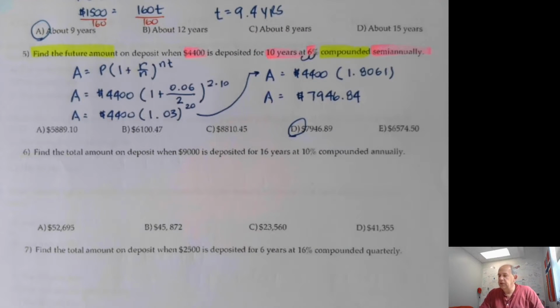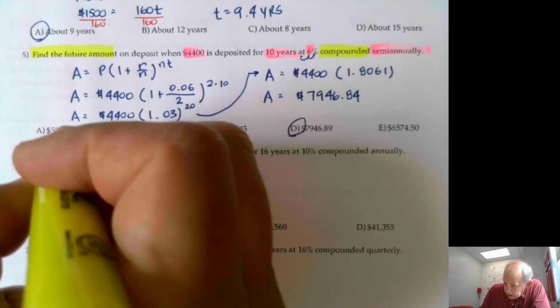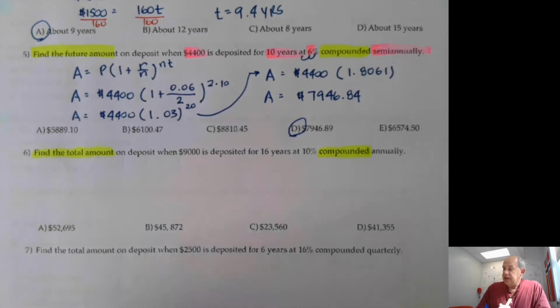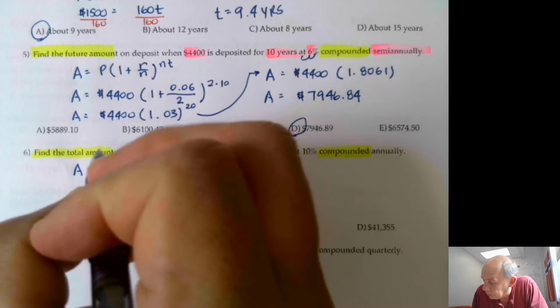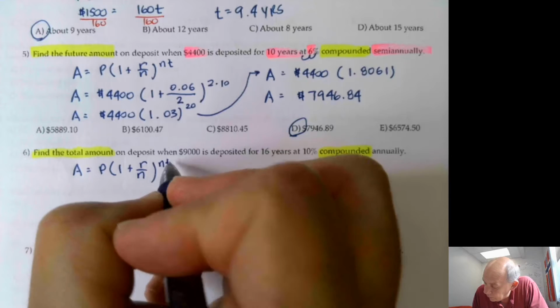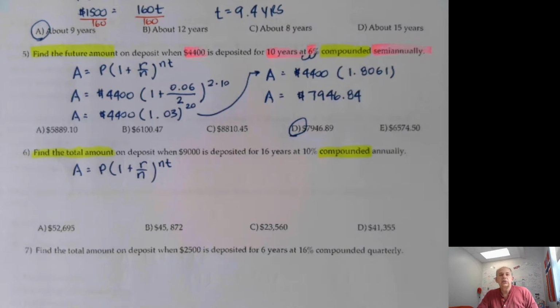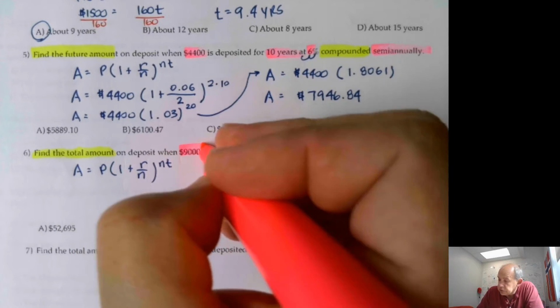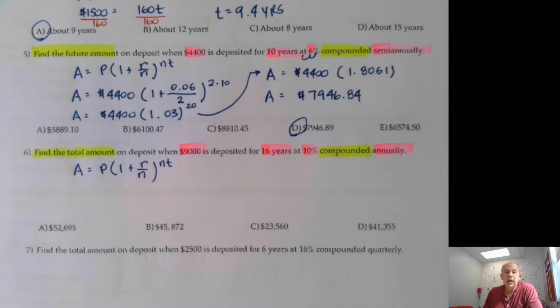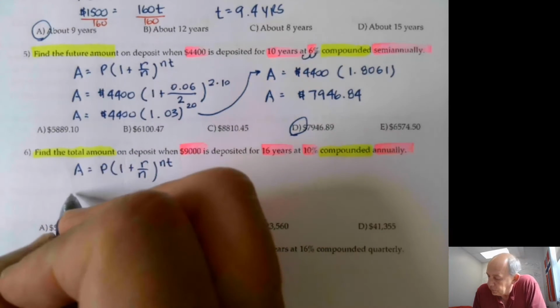Number 6, let's take a look at that. Find the total amount. That's what I'm looking for. I see the word compounded. This is the exact same question with different numbers. I'm going to run right to that formula, and that's where this whole thing's going to get started. So I have the right formula. I know what I'm solving for. Starting with $9,000, 16 years, 10%, and I'm going to highlight that annually. So those are all the numbers that go in to the formula.